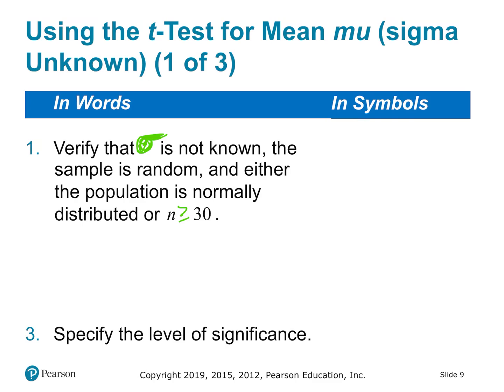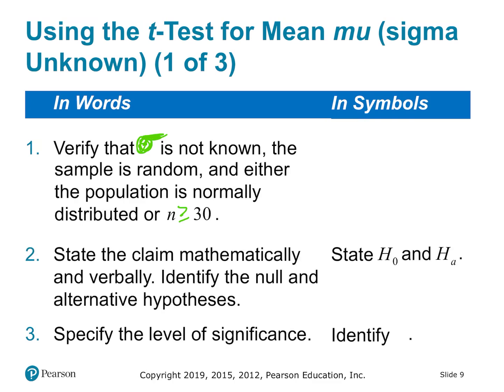Let's go to part number 2. State the claim mathematically. In other words, state H0 and HA, also known as H1, and you may use either one, it does not matter. And verbally, identify the null and alternative hypotheses. So you're going to have either mu or p. Those are the only two parameters we discuss, and you're going to have the equal sign upstairs in H0, and down below in H1, you're going to have either greater than, less than, or not equal to. That's it in a nutshell. So not a big deal.